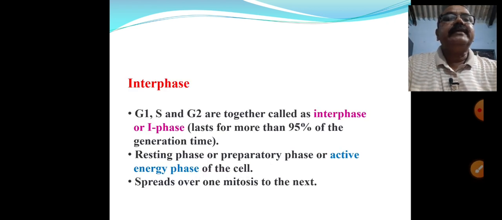The G1, S and G2 phases are together called interphase or I phase, and this interphase lasts for more than 95% of the generation time of the cell. It is the resting phase and active energy phase in which the cell prepares itself for the cell division. This phase spreads over the end of one mitosis division to the beginning of the next mitosis division.